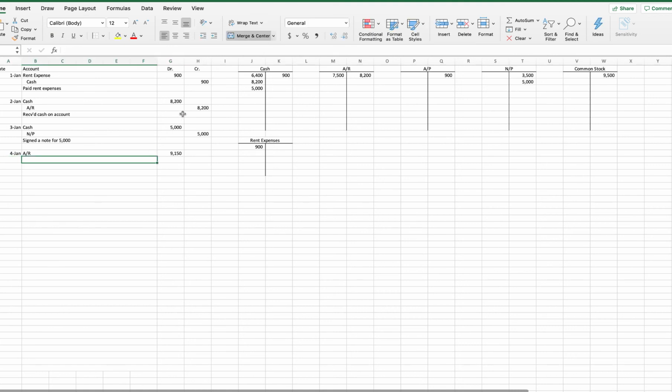So by default, revenue has to be credited. Okay, so I'm going to increase my indent, type in revenue, and I'm going to credit it for $91.50.